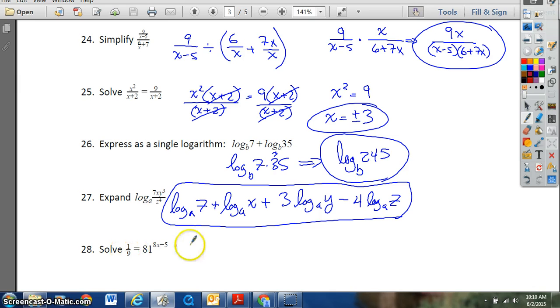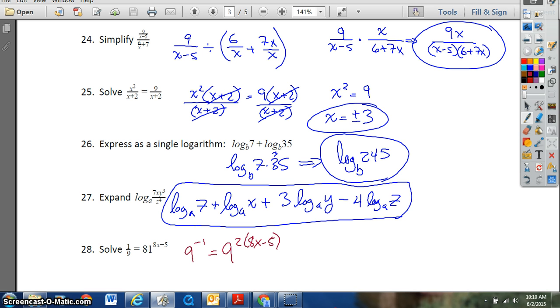I'm going to write 1/9 as 3 to the, actually, you know what? I'm going to keep my life a little more simple. I'm not going to write it as 3 to the negative second. I'm going to write this as 9 to the negative 1. I'm going to rewrite 81 as 9 squared raised to the 8x minus 5. Yep, that's what I'm going to do. Now my bases are the same.